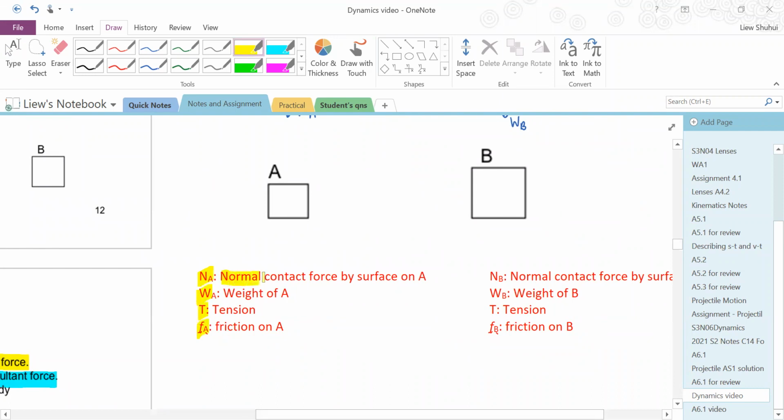Now let's label all the forces clearly. NA is the normal contact force by the surface on A. WA is the weight of A. So I'm going to label them as such. This is WA and this is NA. The two of them are equal in magnitude and opposite in direction, so there's no F net in the vertical direction. And then there's a tension towards the right. I call this T. And friction along the surface, I'll call this F on A.